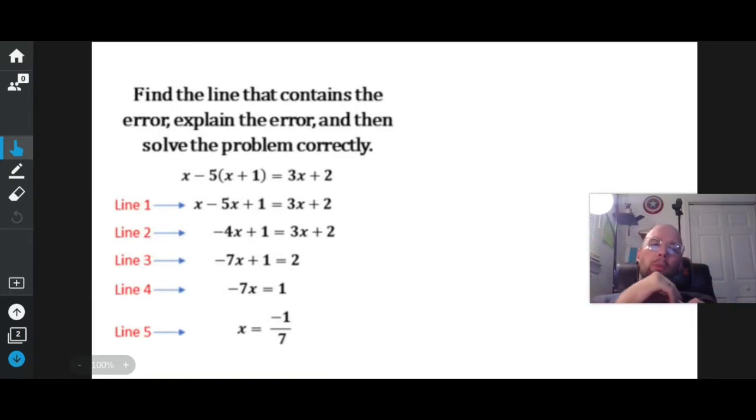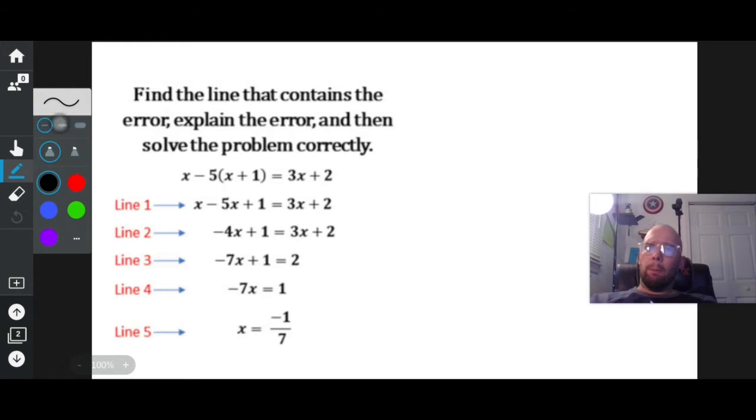So we're going to focus on what's called error analysis, where we look at a problem, find out why it's wrong, explain why it's wrong and what we need to do to fix it. So problem one here: find the line that contains the error, explain the error, and solve the problem correctly.